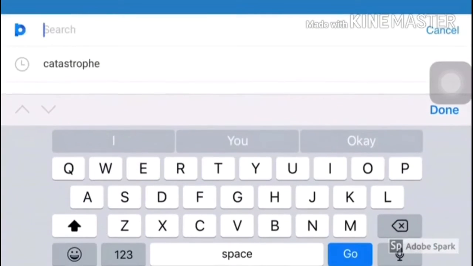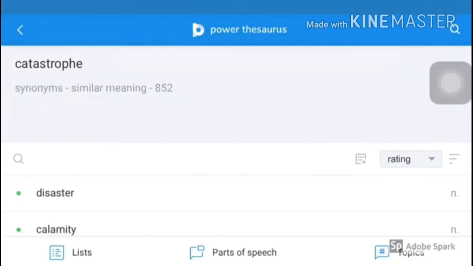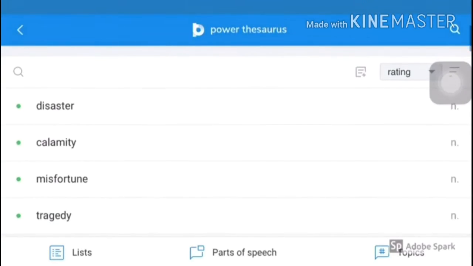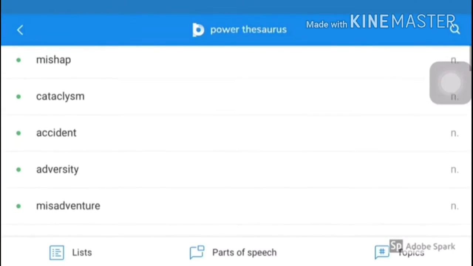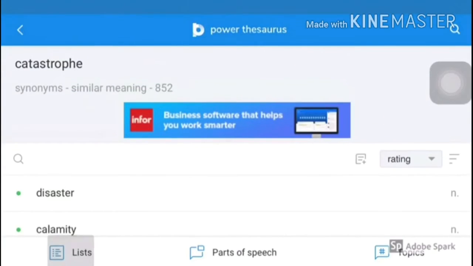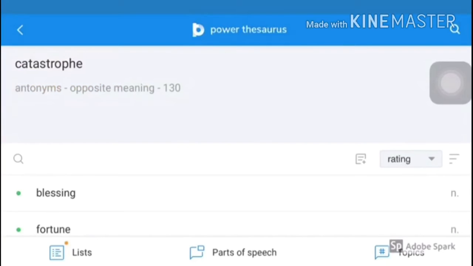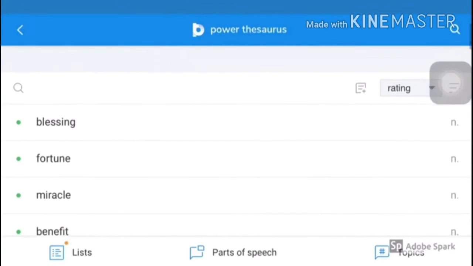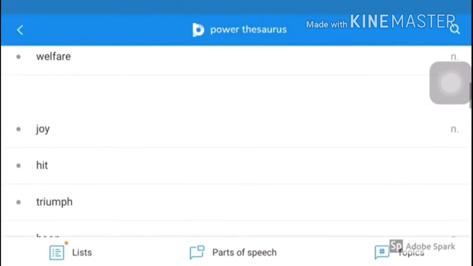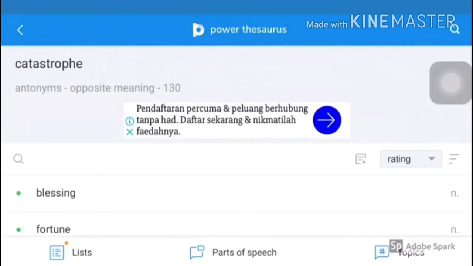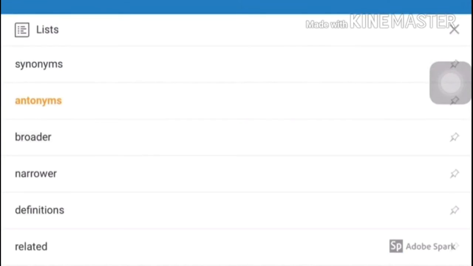In Power Thesaurus, we can search for meanings of words. Now we're looking at the synonyms, which means similar meaning to this word, which is accident, casualty, misery. Now we can look at the antonyms, which means the opposite meaning of the word, which is a positive thing, like joy, triumph, blessing, fortune.